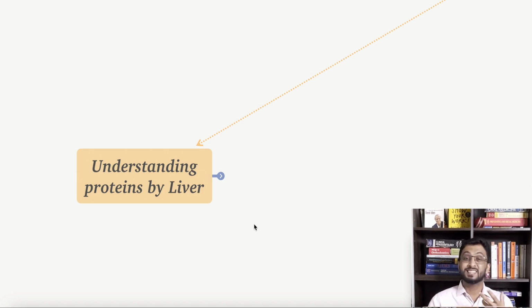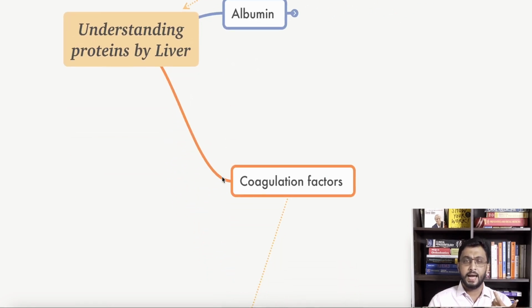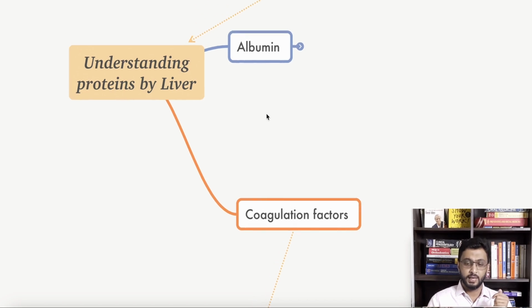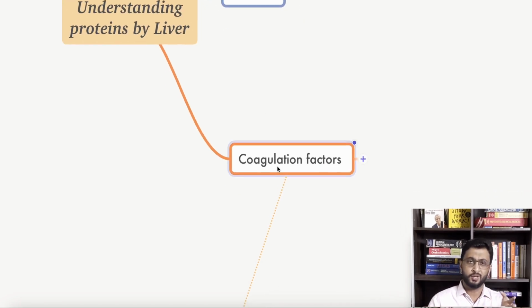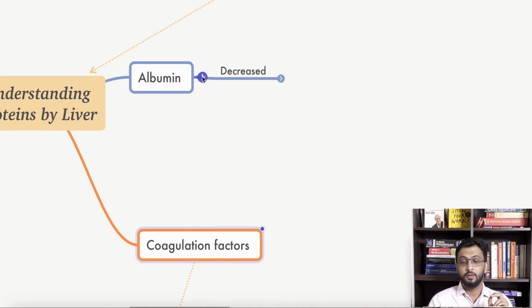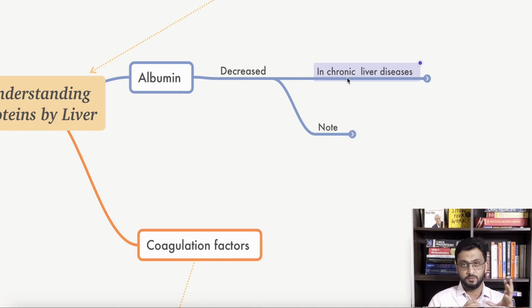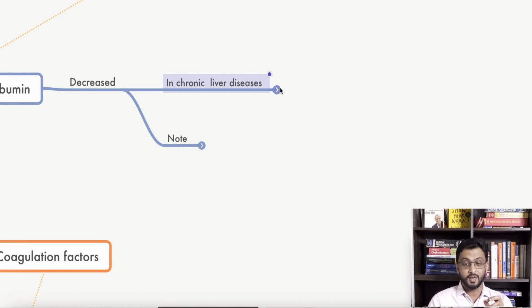Now we have to understand the plasma proteins. What are the plasma proteins synthesized? Albumin, globulin, all those are there. But 2 very important plasma proteins where you get questions are albumin and coagulation factors. There are many more, but for clinical discussion, you have to understand these 2 proteins. Albumin, please note, is decreased in chronic liver disease and not in acute. An example of chronic liver disease is cirrhosis.